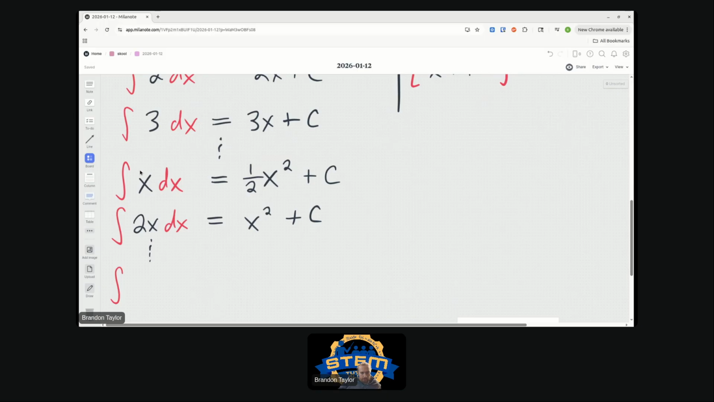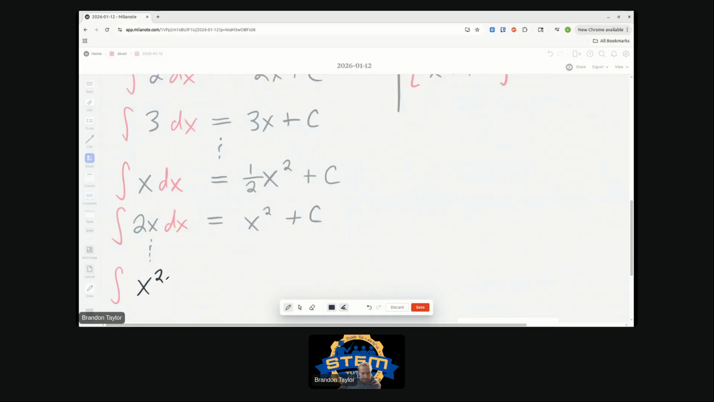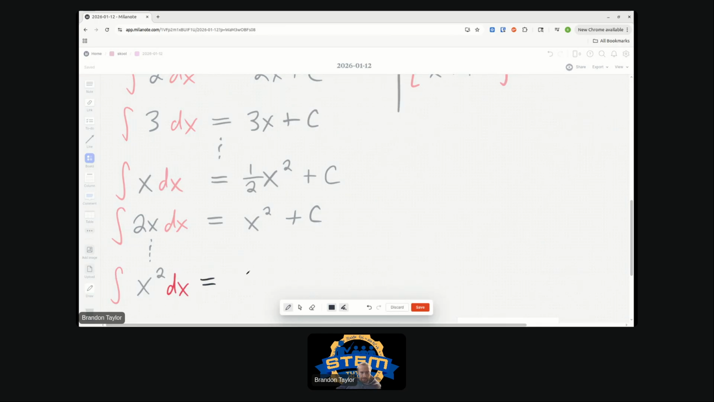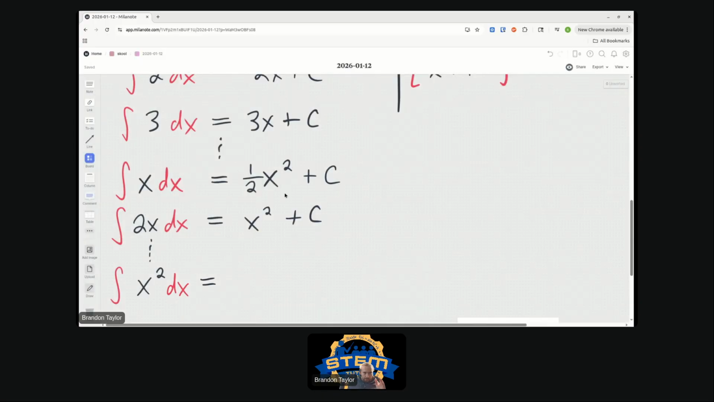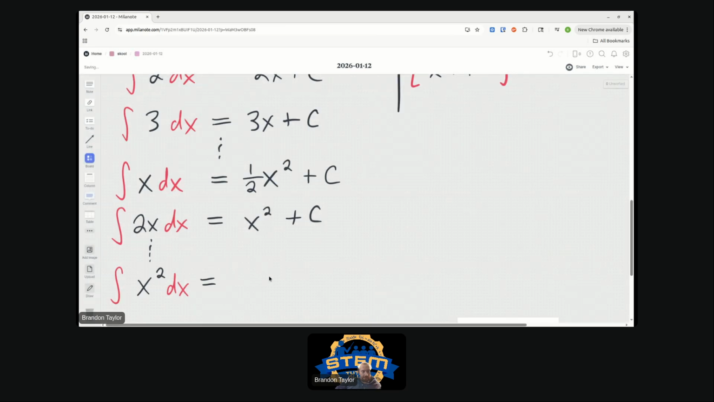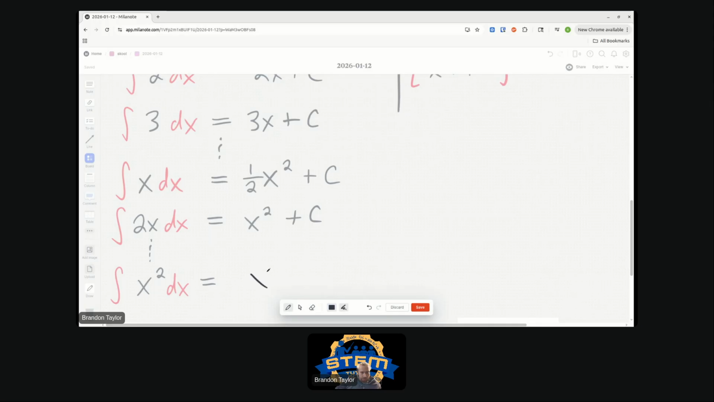Here we talked about that. What if we had the next jump up? What if we had x squared? If we have the antiderivative of x squared, think about it like this. What function or what power would you have to take the derivative of to equal x squared? According to the power rule, every time we take the derivative, we bring down a constant and subtract one from the power. So what power would we have to subtract one from to land on x squared? Hopefully it's clear, it would be x cubed.